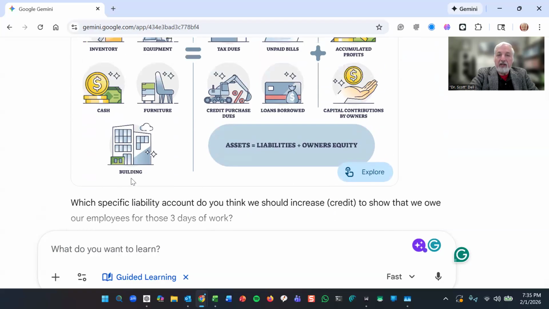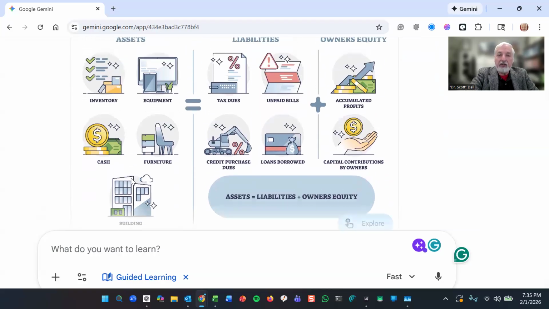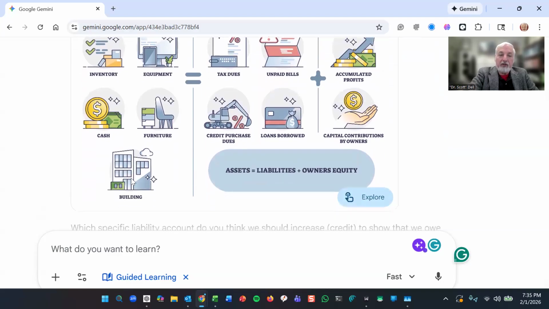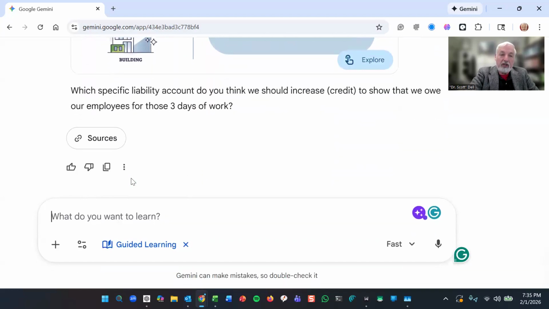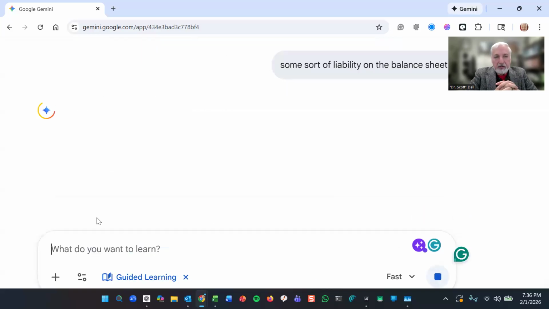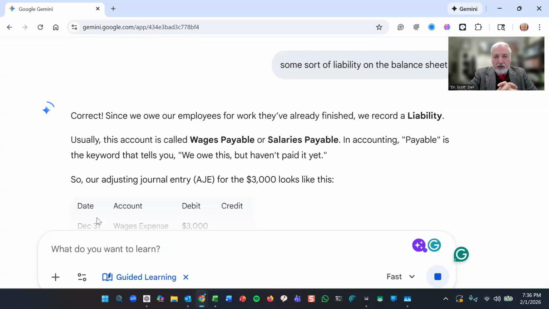Well, it looks like we have a liability account that we need to worry about. And that liability we actually already mentioned was wages payable. Some sort of liability on the balance sheet. See if it helps us out. See what it goes with. Correct. Since we owe our employees for work they've already finished, we record a liability. Usually the account's called wages payable or salaries payable in accounting. Payable is the key word that tells you we owe this but haven't paid it yet.